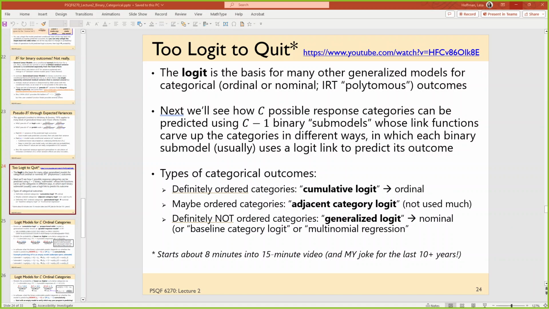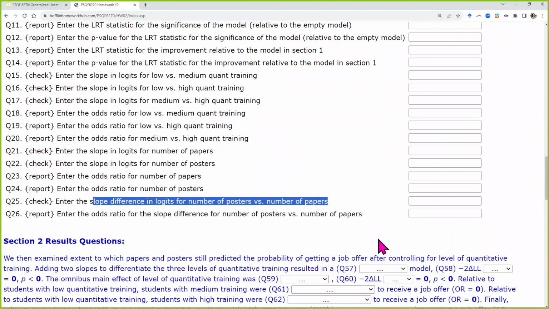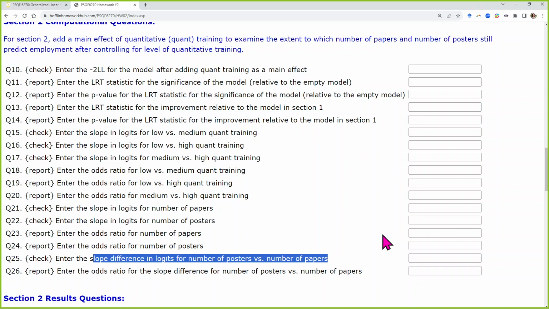So I'm trying to push you a little bit to recognize additional instances in which the things you know how to do would also work. And comparing slopes like this when they're in the same units, the impact of one more paper versus one more poster is one such way you can do that. All right.